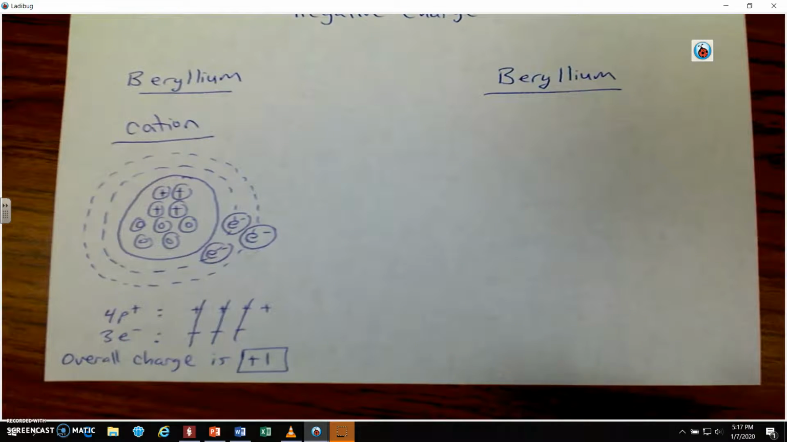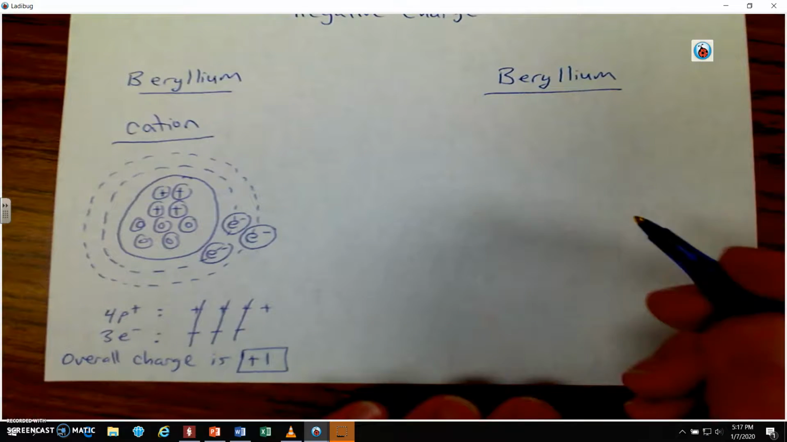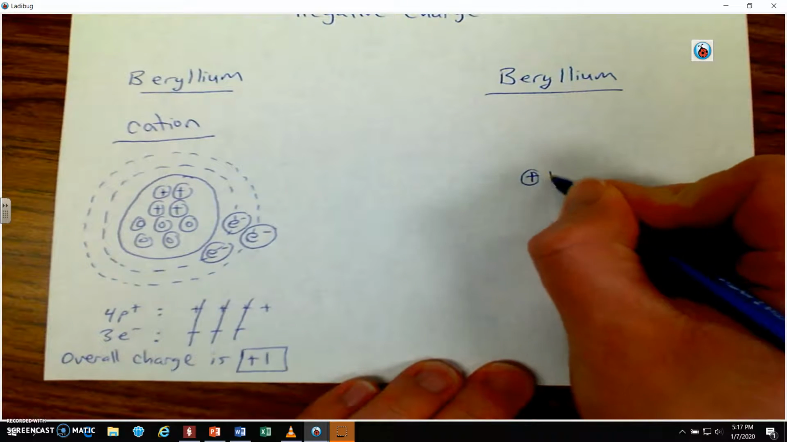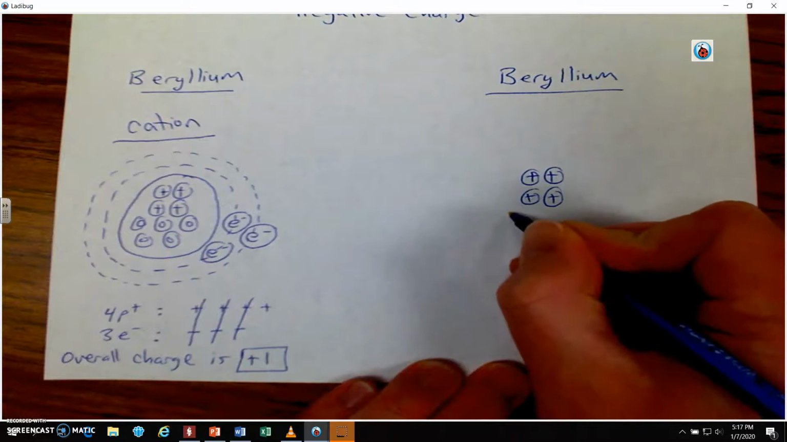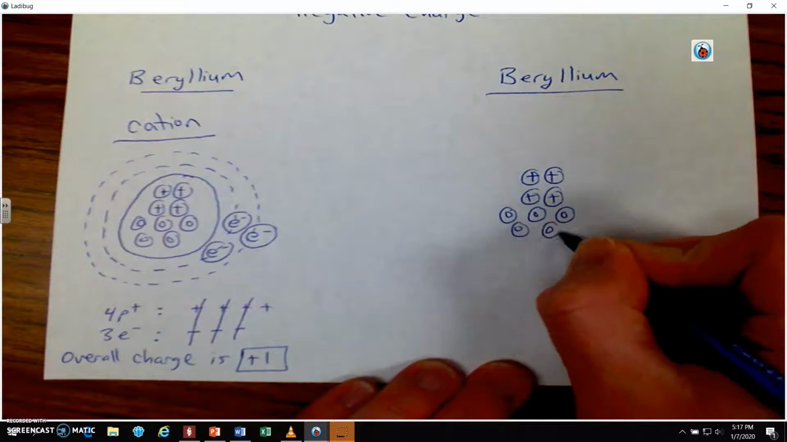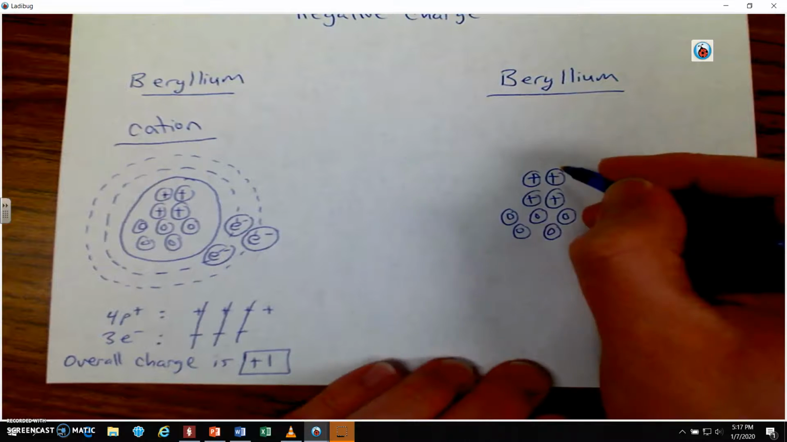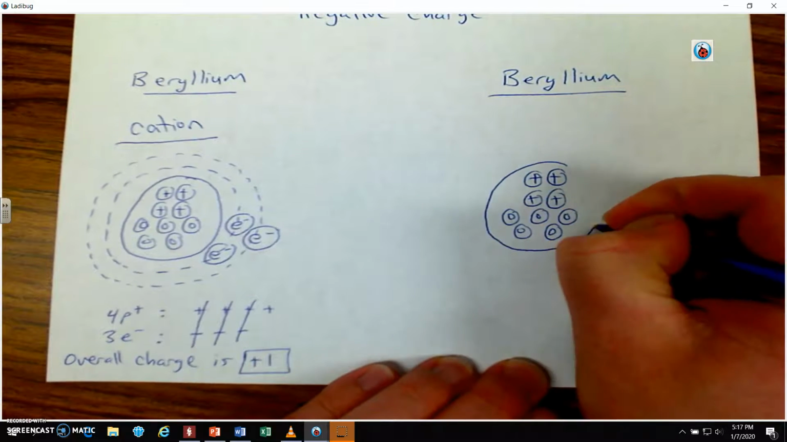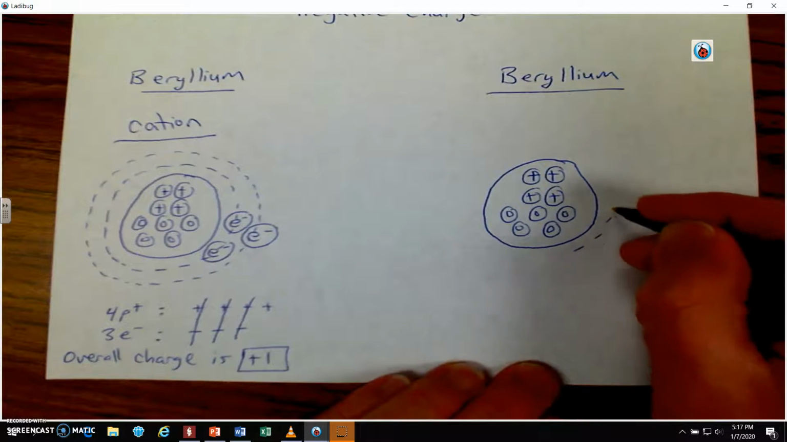Now I'm going to do something similar on the right. I'm also going to write the same nucleus, 4 protons, and then 5 neutrons. I'm going to put this in the nucleus. And once again, draw 2 dotted circles.